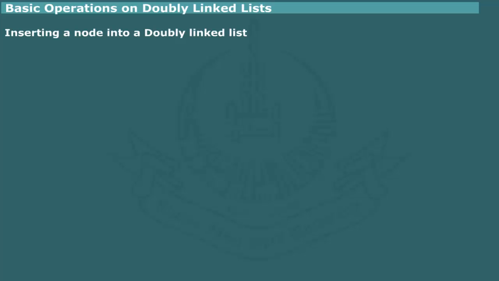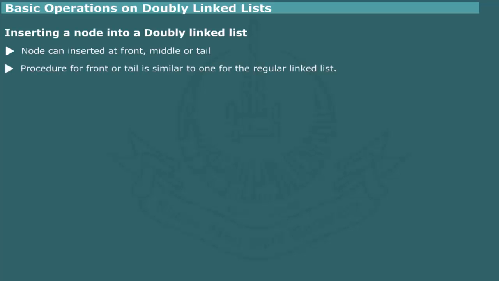Inserting a node into a doubly linked list. A new node can be inserted at the front, in the middle, or at the tail of the list. The procedure for inserting a front or tail node is similar to the procedure for a regular linked list. We create a new node. This node is linked to the pre-existing front node or tail node by readjusting the left and right pointers. A similar procedure is followed to insert a node in the middle of the list.